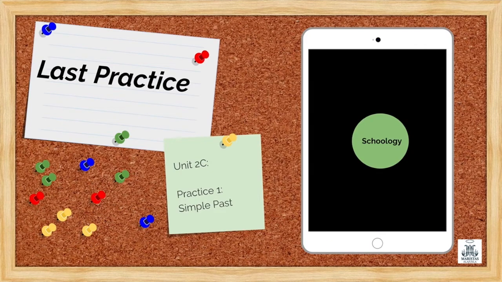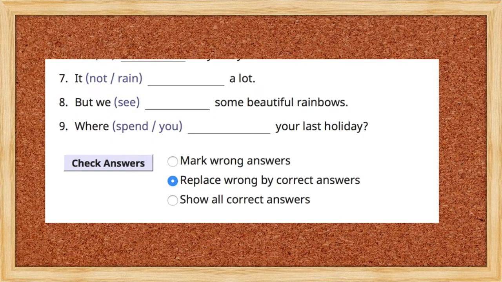Last practice. Unit 2C. Go to the Schoology platform, Unit 2C, and there you will find an online practice. Practice number 1, simple past tense. In such practice, you need to use the verbs in the simple past tense, either in affirmative sentences, negative sentences, or questions. Feel free to use your notebook in order to check the form of the simple past tense. Remember that you can always check your own practice by replacing wrong answers with correct answers.